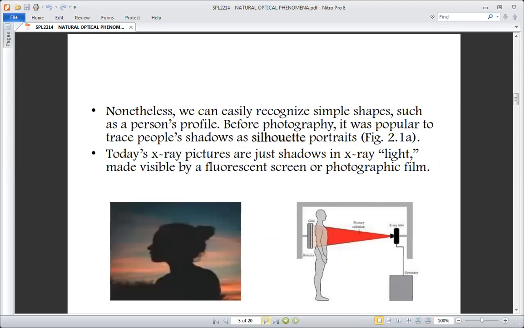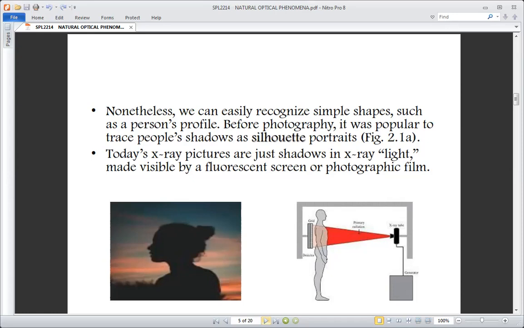So again, we also have some shadows that do not have to appear on a screen, like what we call silhouettes. Okay, you can see the picture on the left there. A silhouette is basically like an object casting shadow on one side of itself. That means the source of light must be on the opposite side to where the observation is being made. Whatever representation or portrait is observed is referred to as a silhouette.